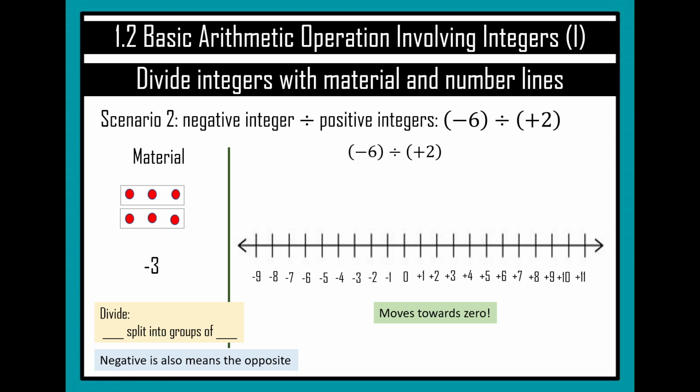Alright. On the number line, we are going to start at negative 6, and I need to make 2 jumps. Each jump is 3.